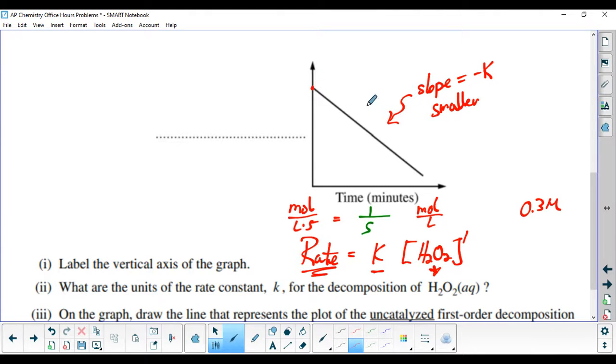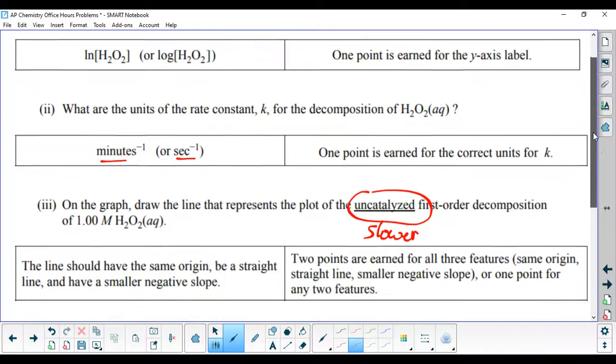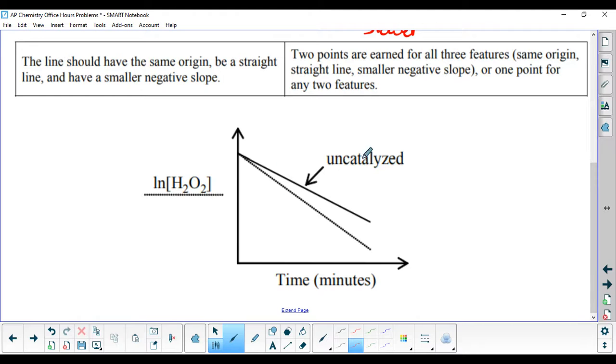And if I make a smaller slope, it's still going to start at the same point. We're still going to start at the same concentration. So natural log of my initial concentration would not change in this case. I'd still have 0.3 for both reactions. But for the uncatalyzed reaction, it's going to take longer for this to go down. So it's going to look something like this, where your slope is more shallow. And that's what they have on this little plot right here. Uncatalyzed reaction. You get 2 points for that, for all these features.